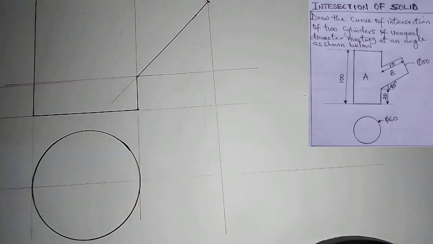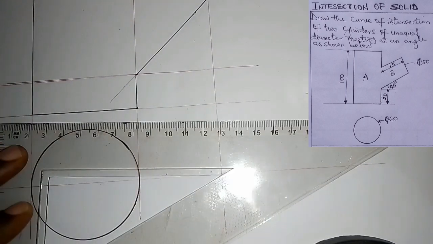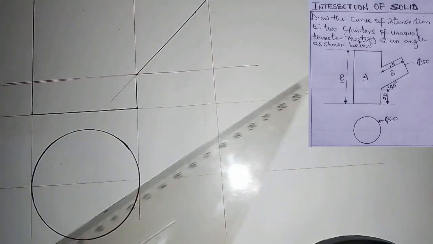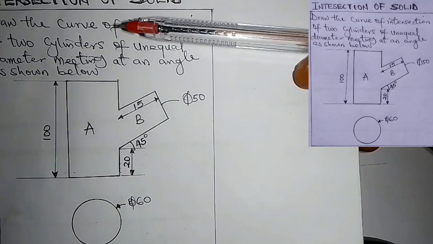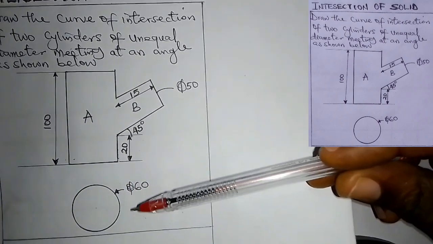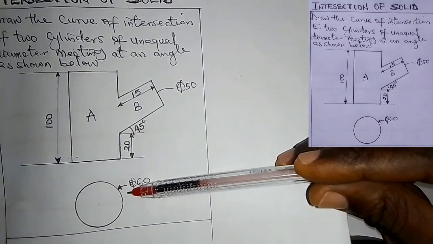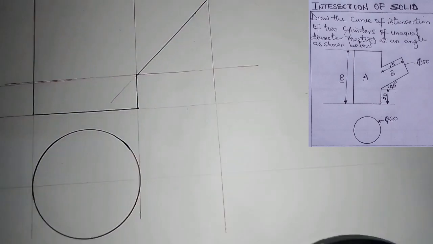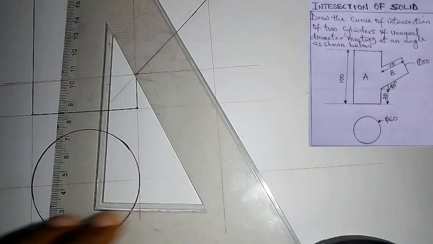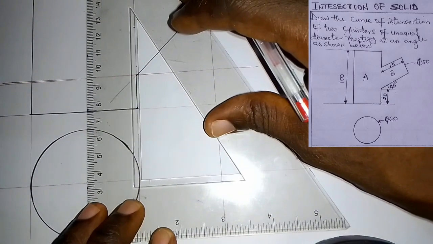Then from this top now, I'm going to have this. Now we're told that the pipes are of unequal diameter. So the diameter of pipe A, which this represents the plan, is 60. Then the diameter of pipe B is 50. So quickly get that out now. So let's get this center line.